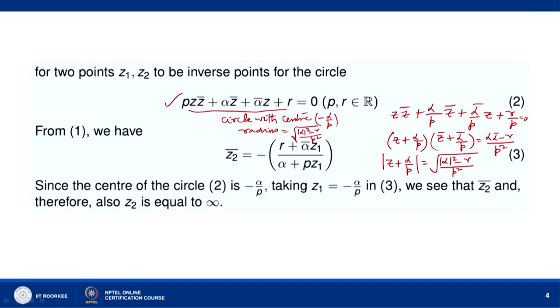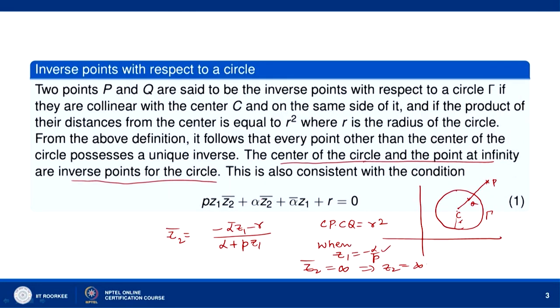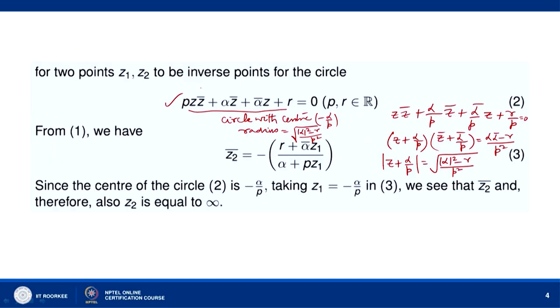So the condition which we have here for z1, z2 to be inverse points for this circle is consistent with the fact that the center minus alpha by p and infinity are also inverse points with respect to this circle. Since the center of the circle 2 is minus alpha by p, taking z1 equal to minus alpha by p in 3, we get z2 bar equal to infinity, and so z2 is also equal to infinity.